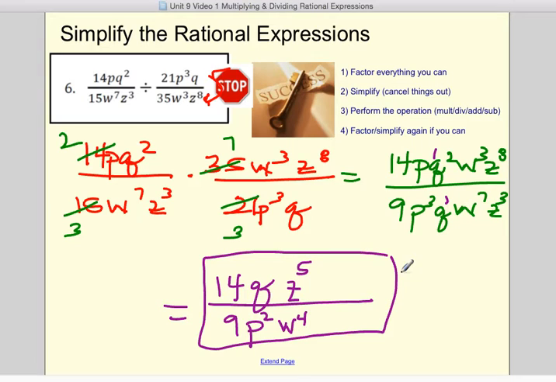If you notice, our step 1 is to factor everything you can. Well, we didn't need to factor anything with these pieces. Now we're going to have to do factoring. Okay.